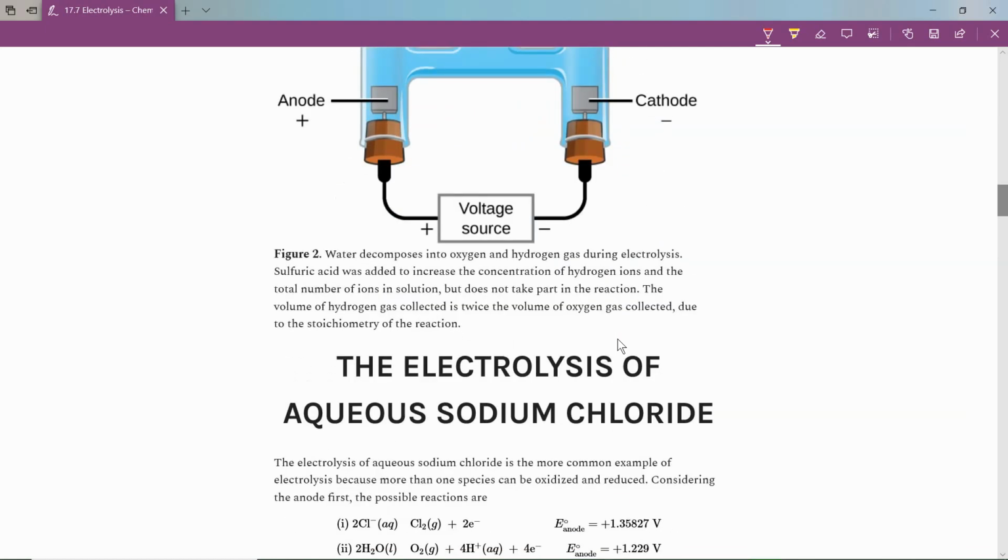Let's read the figure caption. Water decomposed into oxygen and hydrogen gas during electrolysis. Sulfuric acid was added to increase the concentration of hydrogen ions and the total number of ions in solution, but does not take part in the reaction. The volume of hydrogen gas collected is twice the volume of oxygen gas collected due to the stoichiometry.